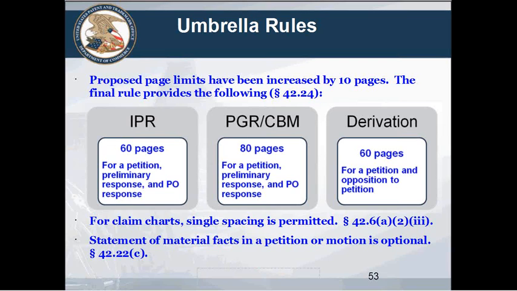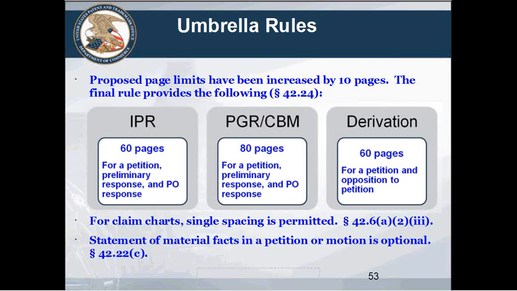So this also in blue, this is a change from the proposed rule. The page limits have been extended, increased by 10 pages for all of the major filings. So now for IPR, we're looking at 60 pages for the petition, preliminary response, and patent owner response. For PGR and CBM, we're looking at 80 pages for the petition, preliminary response, and patent owner response. And for derivation, we're looking at 60 pages for the petition and opposition.